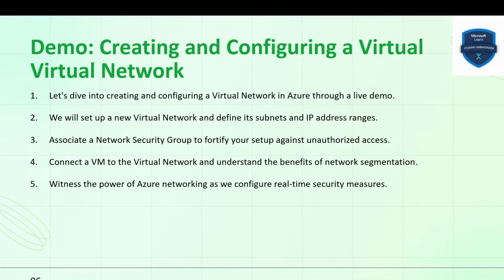Step 2. Create a new virtual network. In the Azure portal, click on the Create a Resource button. In the search bar, type Virtual Network and select it from the drop-down. Click on the Create button to start the setup process. Creating a virtual network is the first step in establishing your network infrastructure in Azure. A VNet allows you to define your own private network in the cloud, where you can place your resources securely.